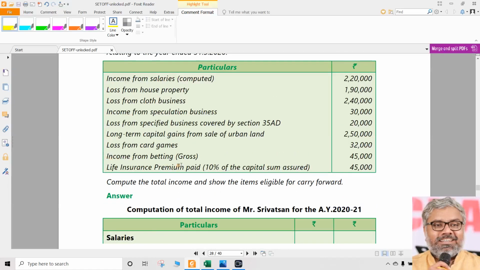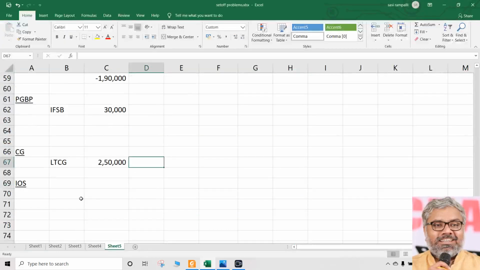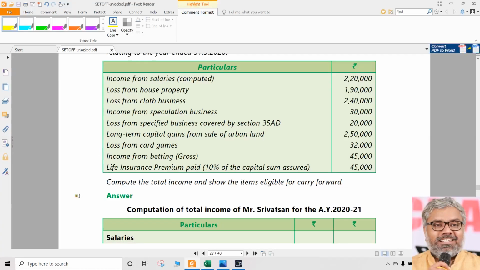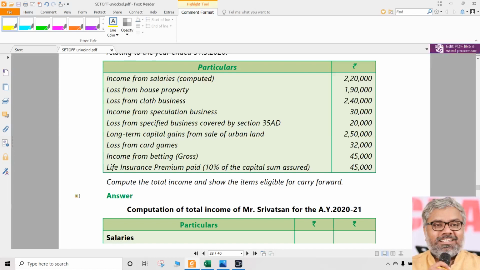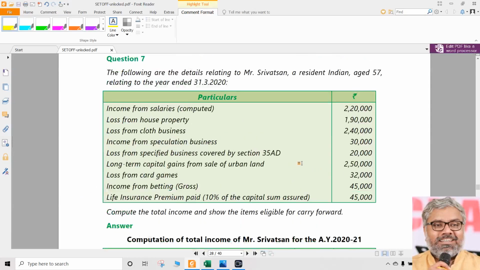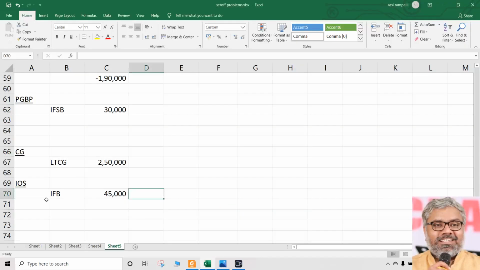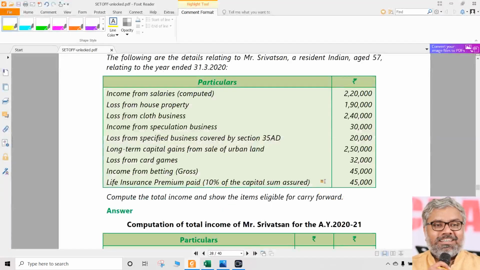And write a note. Income from betting is 45,000. That is taxable as casual income. That is 45,000. That is definitely taxable. Flat rate 30%. Then life insurance premium paid is 45,000, which is actually useful for section 80C. That will come to it later, deductions chapter. Just for the time being, ignore that. It is not taxable definitely. End of the day, it is an expenditure, not an income. So don't try to include anywhere here. So not at all an income. So don't worry about it.